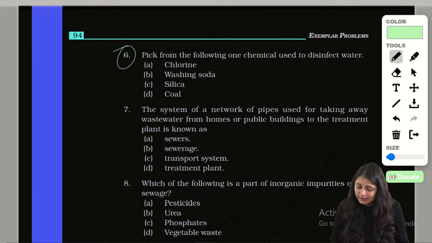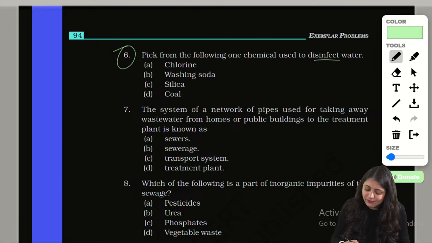Pick from the following one chemical used to disinfect water. Chlorine, washing soda, silica, coal. अब इनमें से कौन सा एक ऐसा केमिकल है जो पानी को disinfect करने के लिए use हो रहा है?